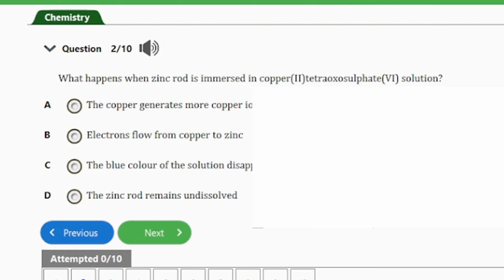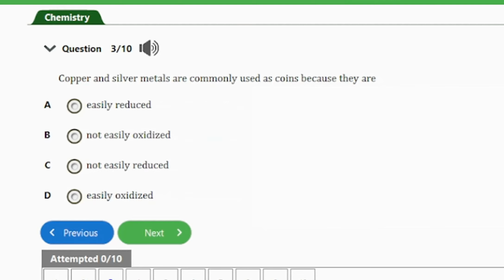So immersing zinc rod in copper 2 tetraoxosulfate 6 solution will cause the blue color of the solution to disappear. And this is because the zinc displaces the copper from the solution of the tetraoxosulfate 6. And that's it for this question. Let's consider the next question.